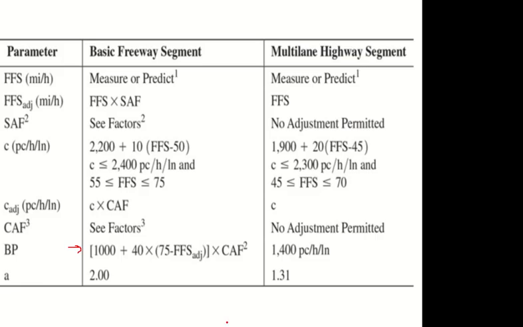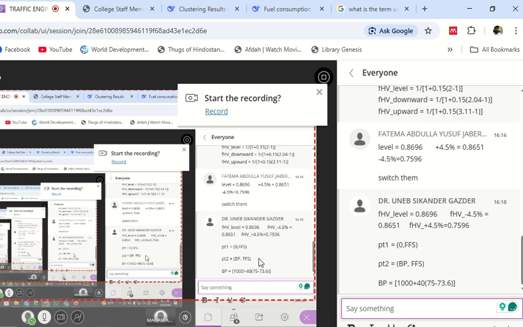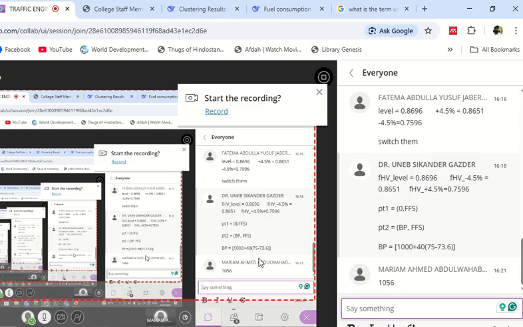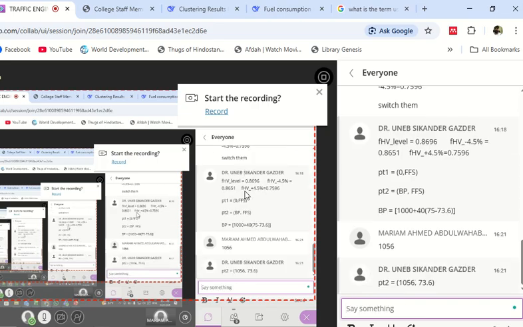Okay, I don't have any adjustments given. Okay, weather conditions not given, drivers are familiar, no incident, no bug zone, so there are no adjustments required. Okay, so how much is my breakpoint? Okay, so this is your breakpoint. So this means that point 2 is 1056 and free flow speed. This is your point 2.